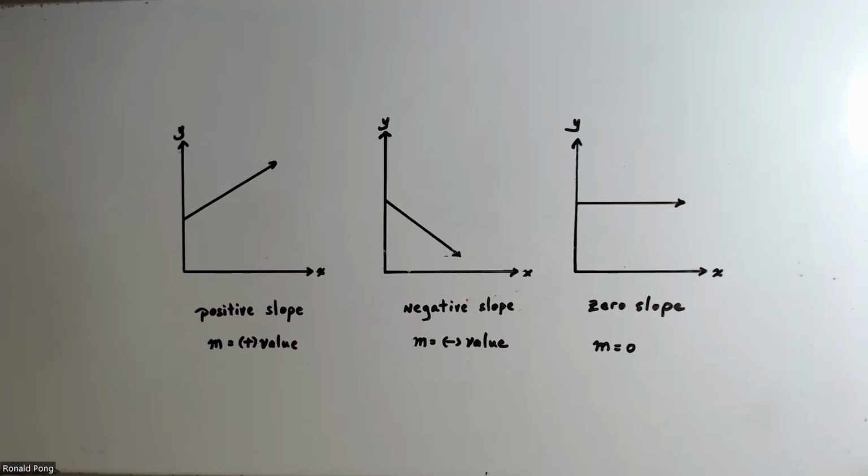The slope of our line can be positive as shown in the left-hand graph. This means that the value of y will increase as the value of x increases. We can also have a negative slope as shown in the middle graph, where the value of y decreases as the value of x increases. Finally, as shown in the right-hand graph, we can have a zero slope, where the slope doesn't change at all. In other words, the y value remains constant as the value of x increases.